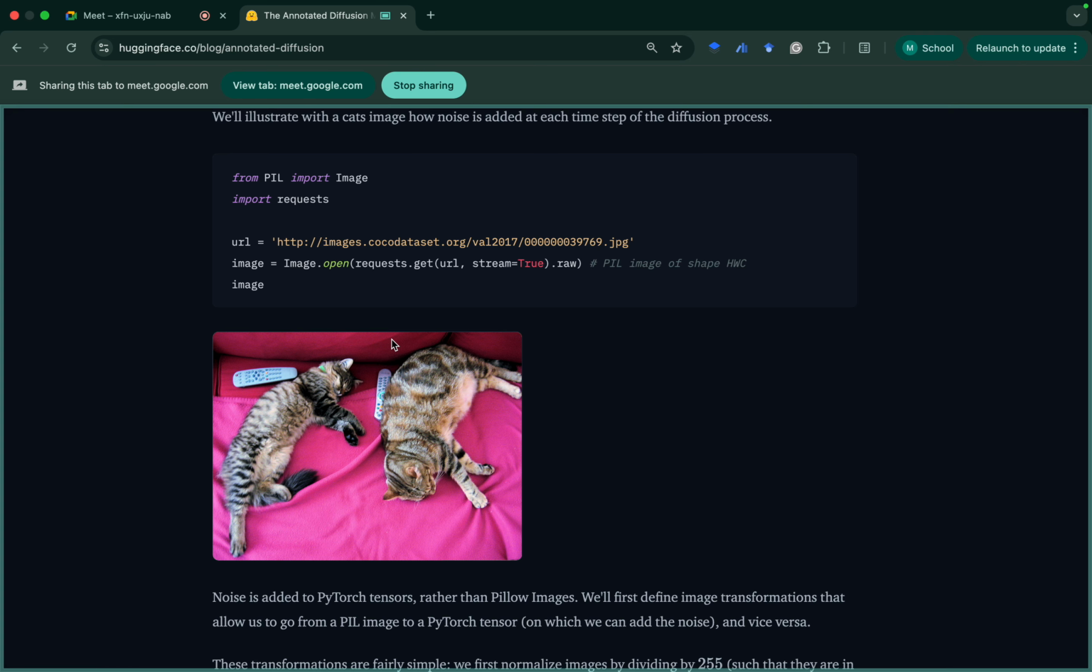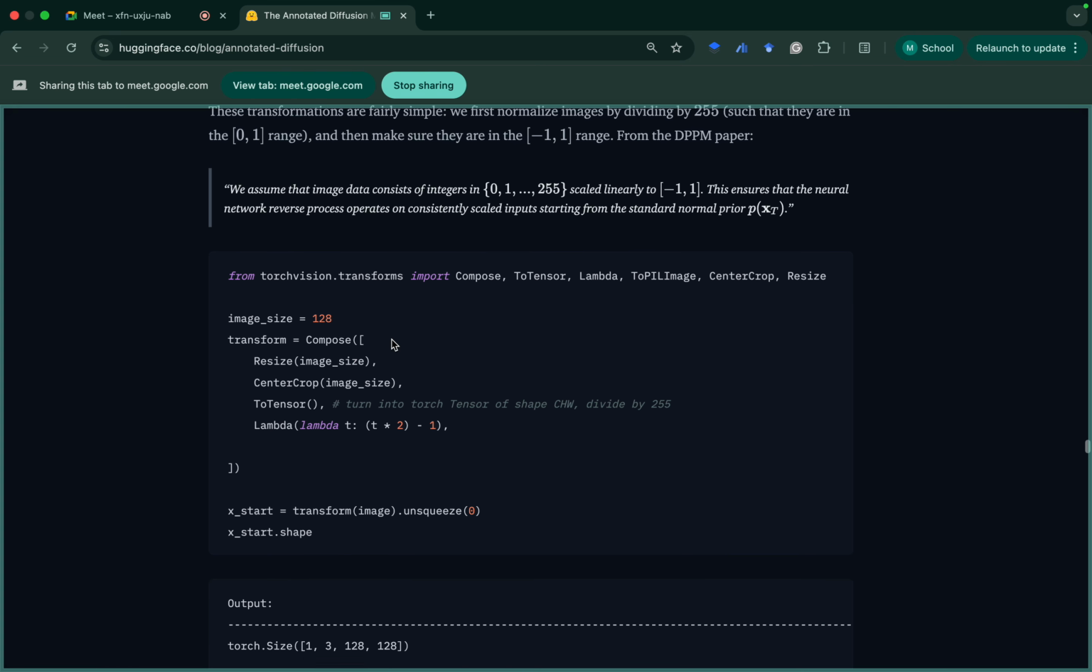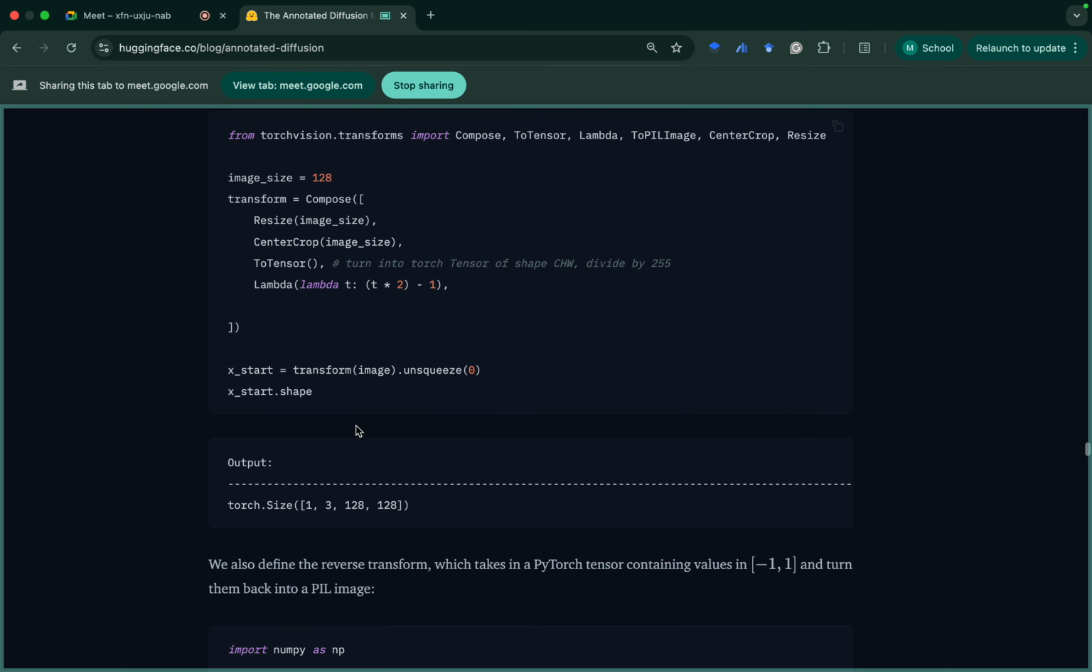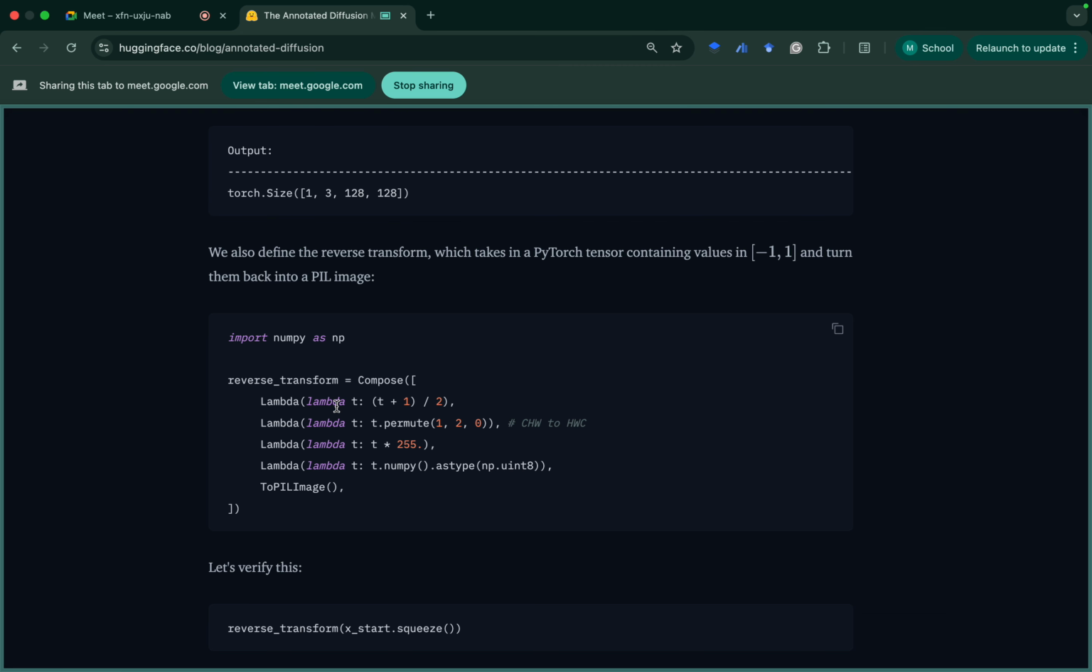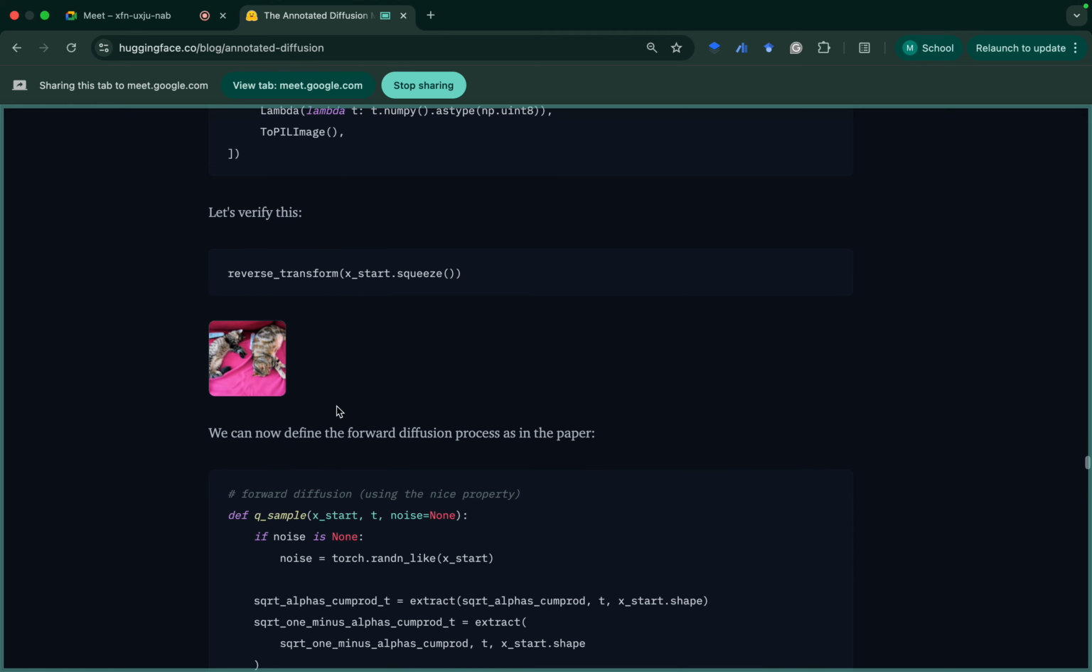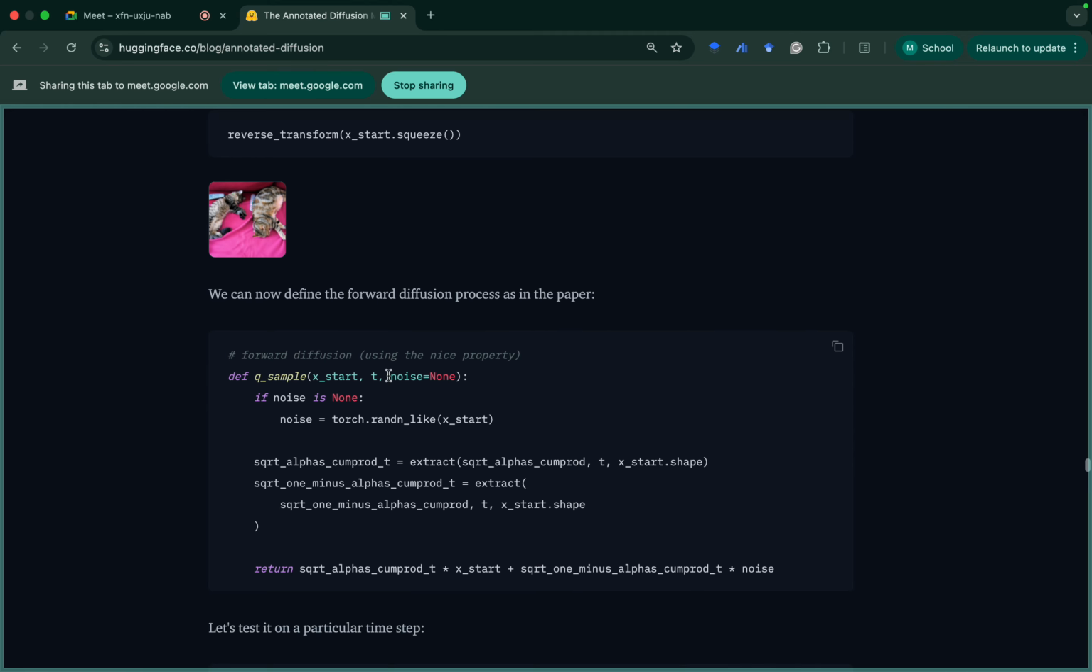So suppose we have this input image, what do we have to do? The first thing is transforming it, some pre-processing on the image. This is the reverse transform, to bring it back after the mean variance normalization to a PIL image. So this is the forward process. Here x_start is the input true image that is given, and t is the time step, which could be from 0 to 300, or any value, say 500. You could either give a noise, or if you don't give a noise, you sample one, so basically sample that epsilon.